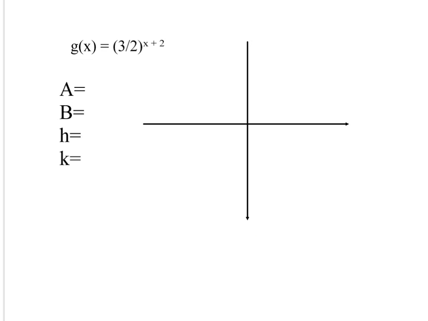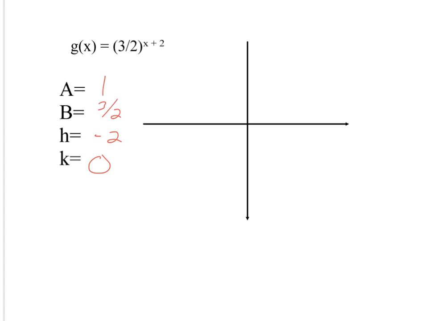Looking at this right now, we can see that our A is again 1. Tricked you. You thought it was 3 halves. No. Our B is 3 halves. Our H in this case is neg 2. Be careful that plus 2 is in the exponent. Don't forget that H's always look reverse of what they are. And K is 0.